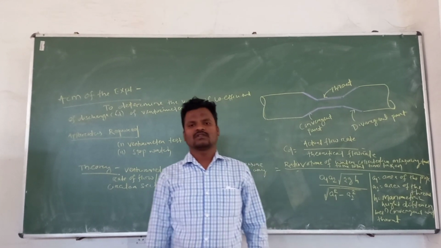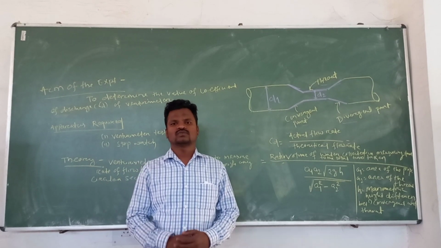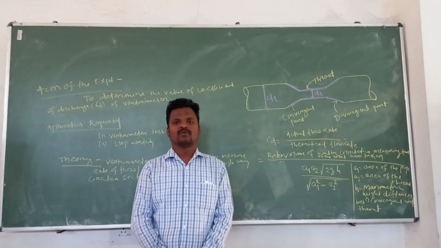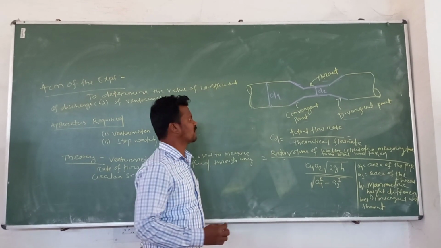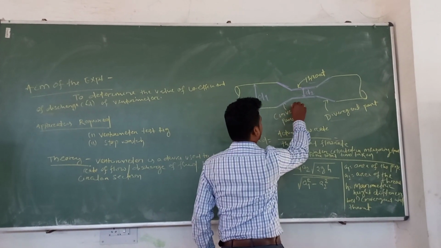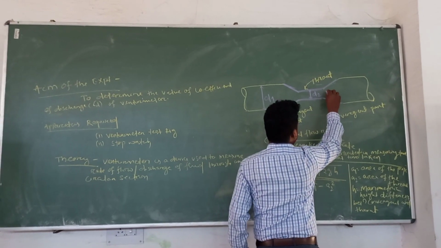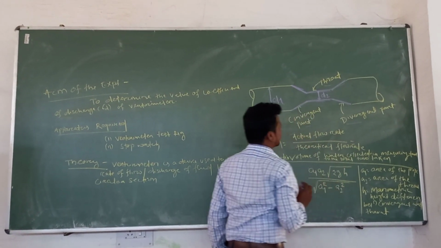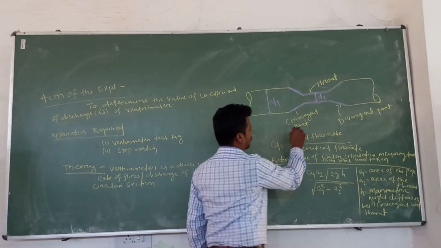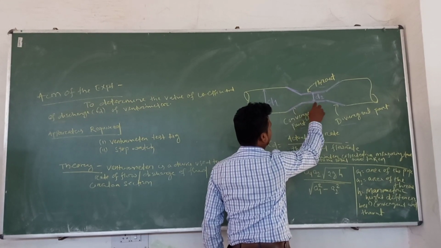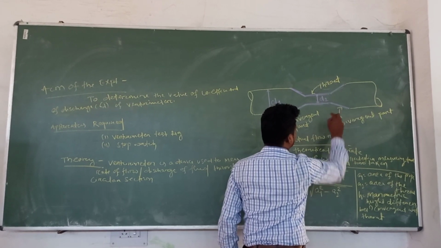Now, let us discuss the theory related to this experiment. The Venturi meter is a device which is used for measuring the flow rate of fluid flowing through any circular section or pipe. The Venturi meter mainly consists of three parts: the convergent section, which is reducing in diameter; the throat section, which is constant in diameter; and the divergent section, which is enlarging in diameter.